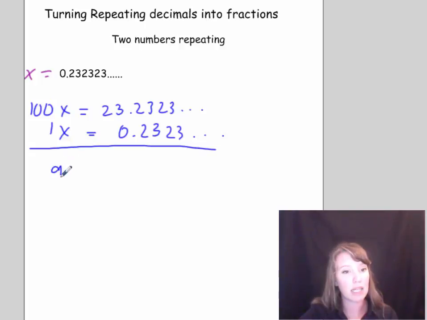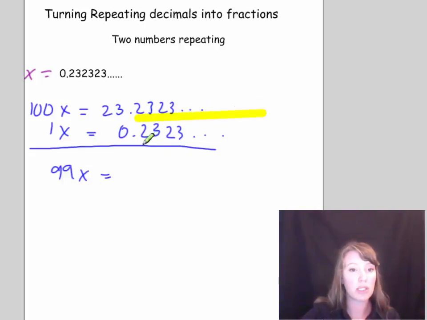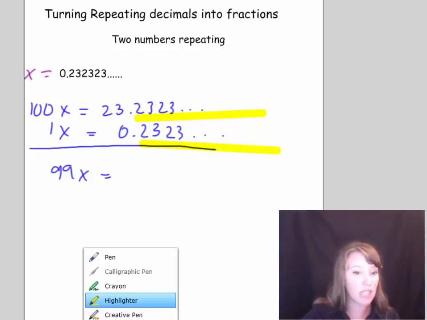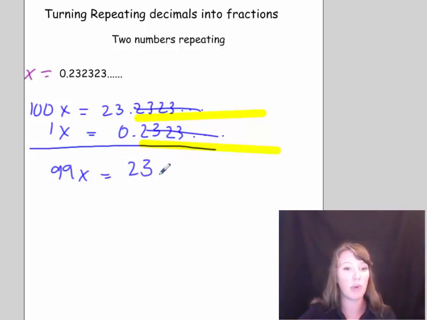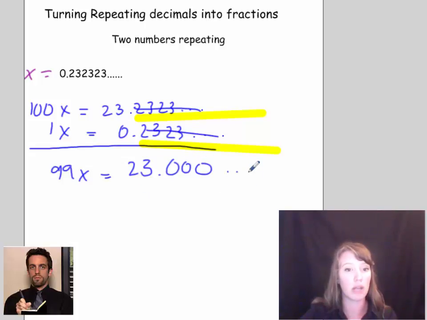100 minus 1 is 99x. And again, look at the tails. The tails are identical, right? This 232323 is going to subtract. When you subtract one from the other, you are just going to have those tails, and they're going to eliminate each other. So what you're going to have left is just the whole number 23, because all those tails subtract off to get 0.000 and so on.